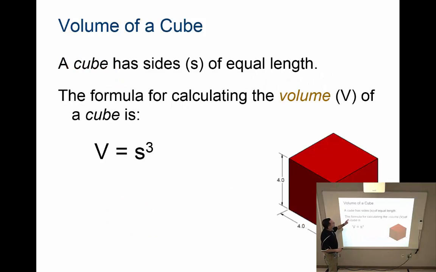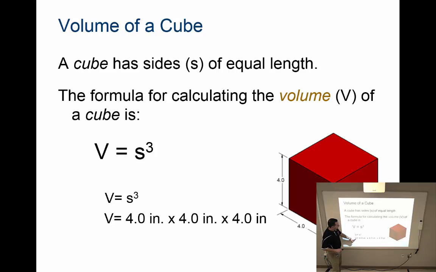To calculate the volume of a cube, we would need to know the length of one of the sides of the cube. The formula we would use is V equals S cubed, where V is volume and S is the length of one side, and I will cube that. In this case, the side length is 4. 4 times 4 times 4 gives me a volume of 64 inches cubed.